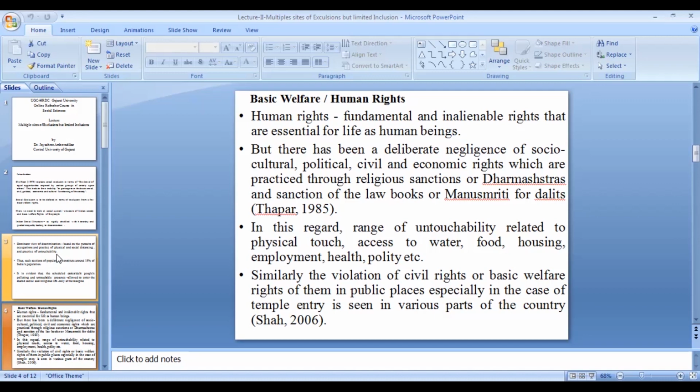Similarly, the violation of civil rights or basic welfare rights for them in public places, especially in the case of temple entry, is seen in various parts of the country. Now, I'm taking exclusively this example of temple entry because it is related with religion, it is related with your employment, it is related with your existence, it is related with your dignity, and so on and so forth. So I've just taken this as an example. And we could see a violation of the rights of Dalit people across the country in recent times also. And Ghanshyam Shah's book has made a quite larger survey which talks about caste-based discrimination faced by the people.